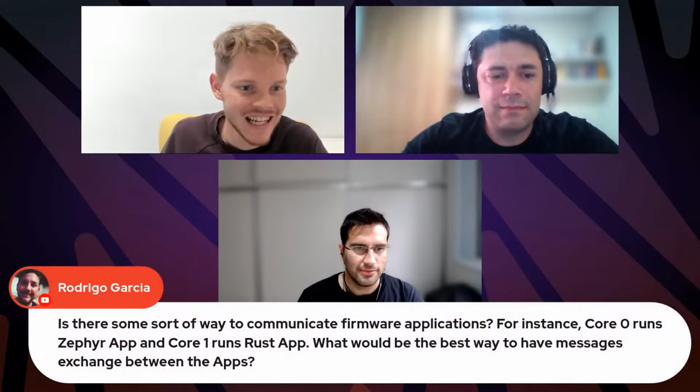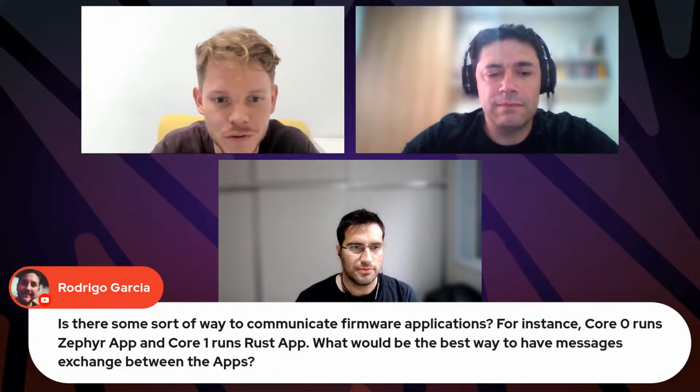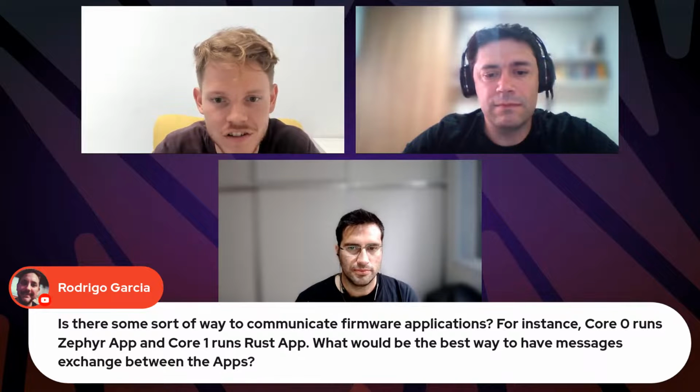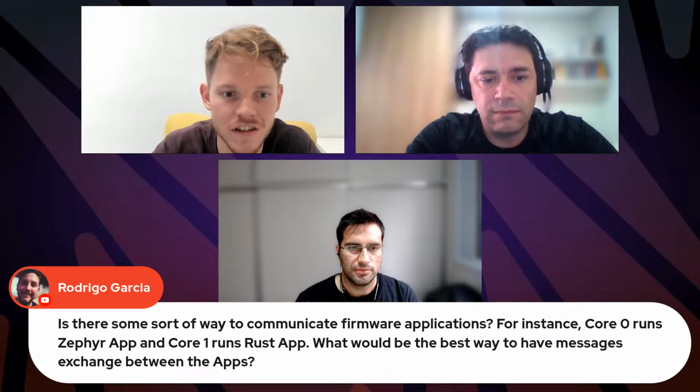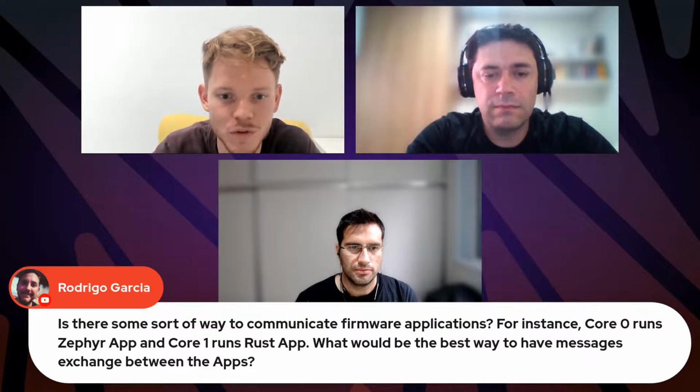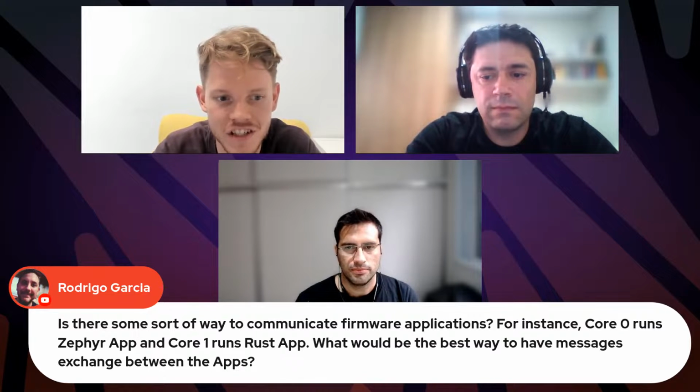Is there some sort of way to communicate between firmware applications? For instance, Core 0 runs a Zephyr app and Core 1 runs a Rust app. What would be the best way to have messages exchanged between the apps?